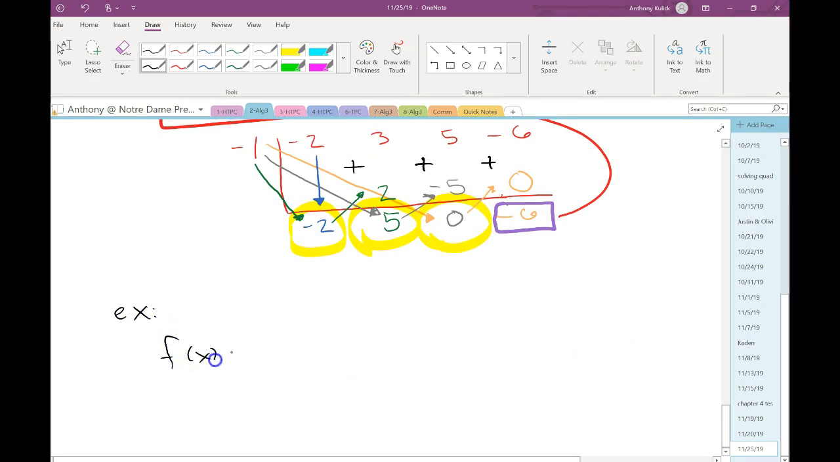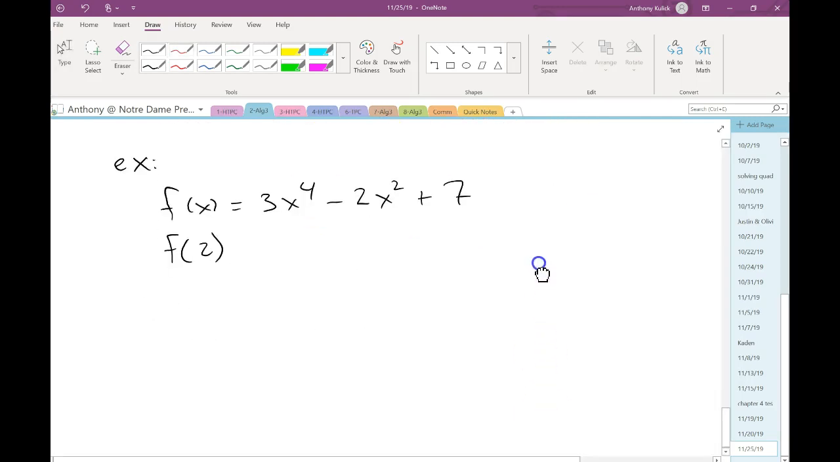So let's say this time our f of x is as shown, and say we want to do f of 2 this time. So that's what we're interested in. All right. Well, I'll start by setting up my problem. So I'll draw my bar. What number is going to go outside of the bar? A 2. Everybody's good with that?